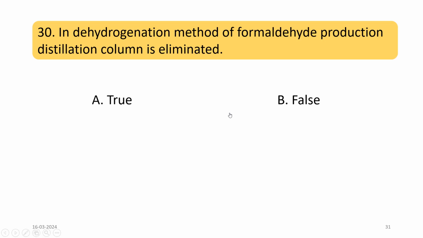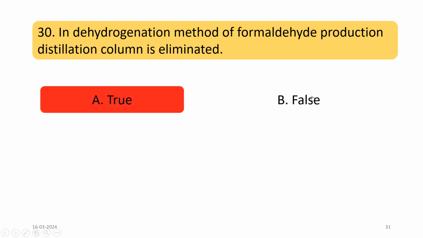Okay, because already in the first column, methanol conversion is almost 99%. So the answer is false here. In the partial oxidation method of formaldehyde production, the distillation column is eliminated.